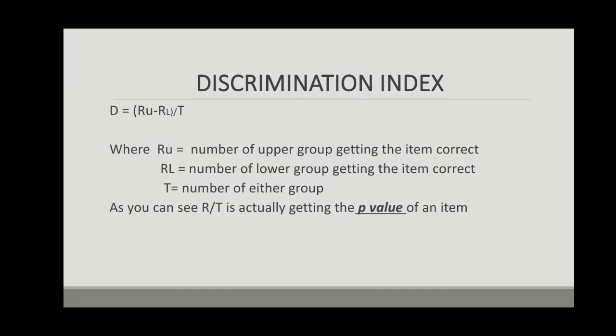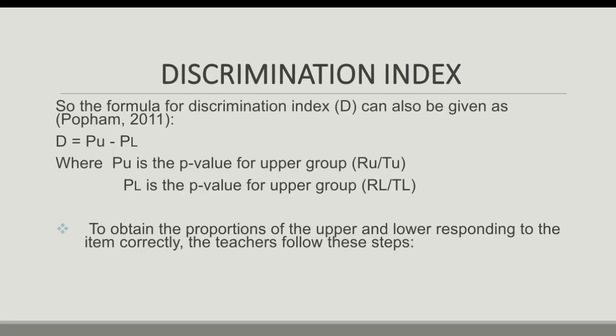So the formula for the discrimination index can also be given, according to Popham 2011, as D equals PU minus PL, where PU is the p-value for the upper group, (RU divided by T), and PL is the p-value for the lower group, (RL divided by TL).